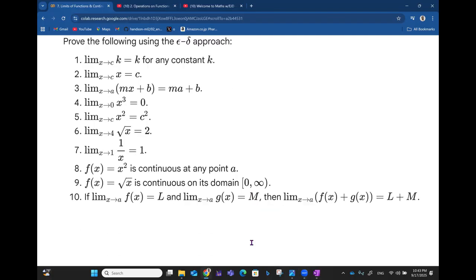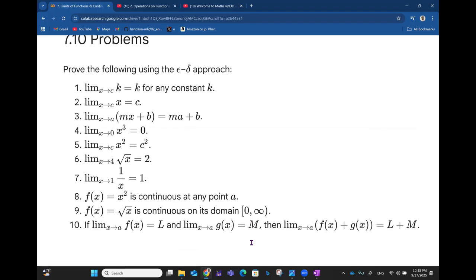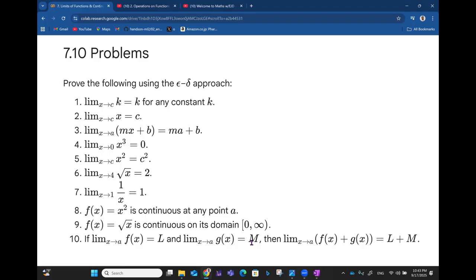With this, I come to the end of this interesting video on limits of functions and continuity in the realm of real analysis.